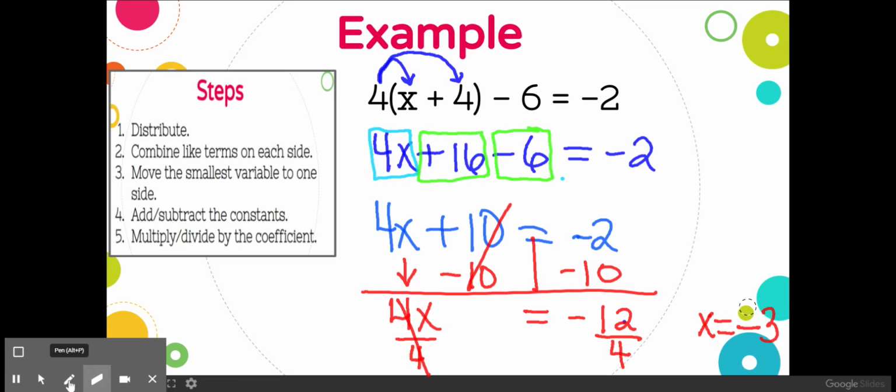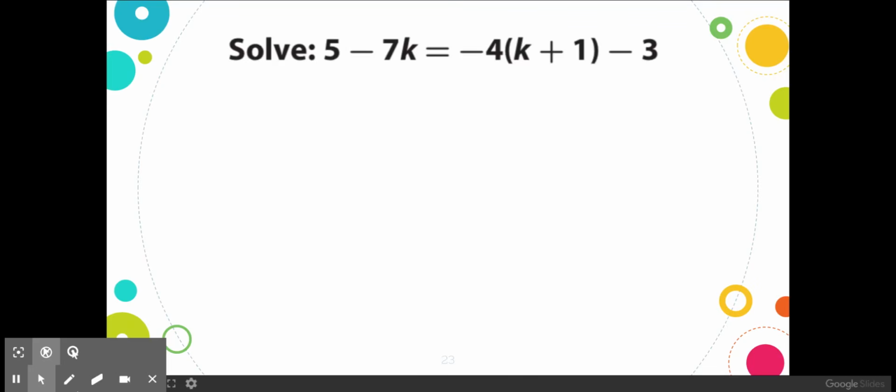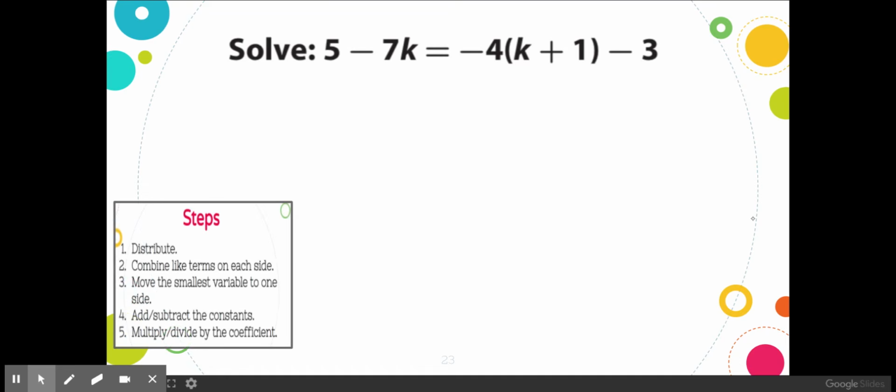All right, let's look at an example where we have variables on both sides. Here we have the next example. It says solve 5 minus 7k equals negative 4 parentheses k plus 1 minus 3. Okay, I have a whole bunch going on here. Let me remind myself of my steps. You can see them there.